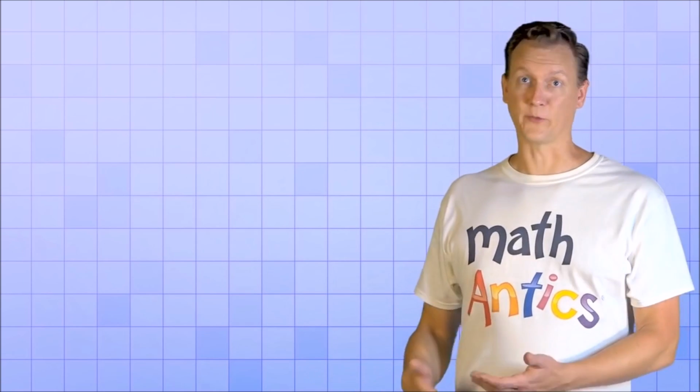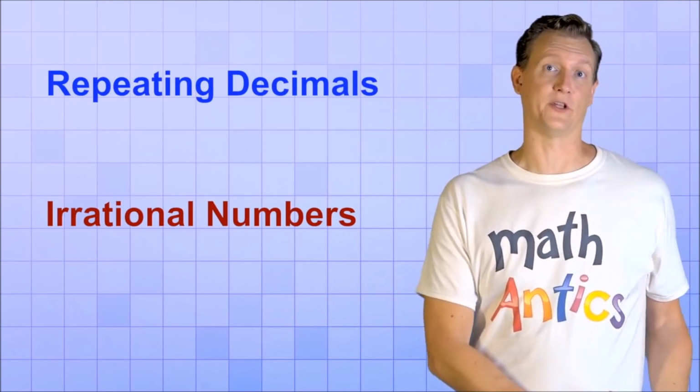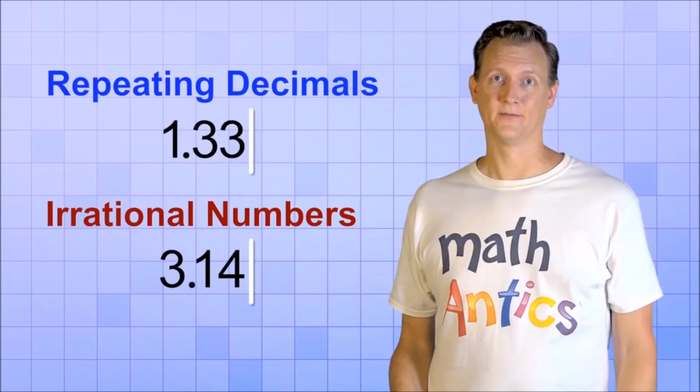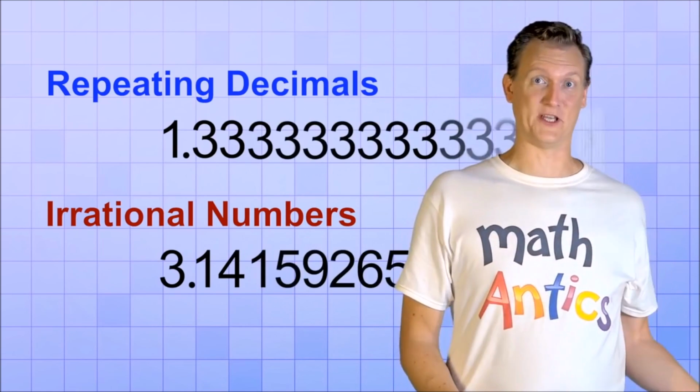And some numbers, like repeating decimals or irrational numbers, have to be rounded off, because we can't just keep writing decimal digits forever.